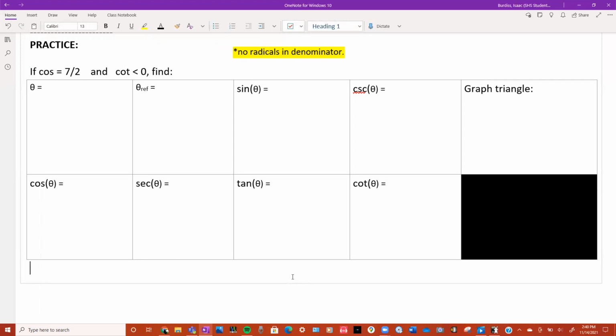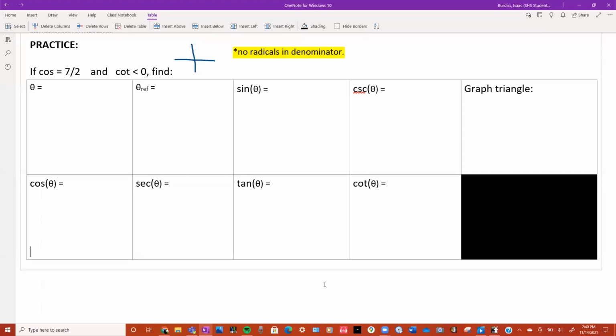So if cotangent is less than 0, that means that it's negative. The first thing we're going to want to do is graph the triangle, which is what we see in the top right, because that will help us find the other things. But to graph the triangle, we first have to figure out what quadrant it's in. So let's draw our quadrants right here, and we can rule out certain ones that we know it's not going to be in.